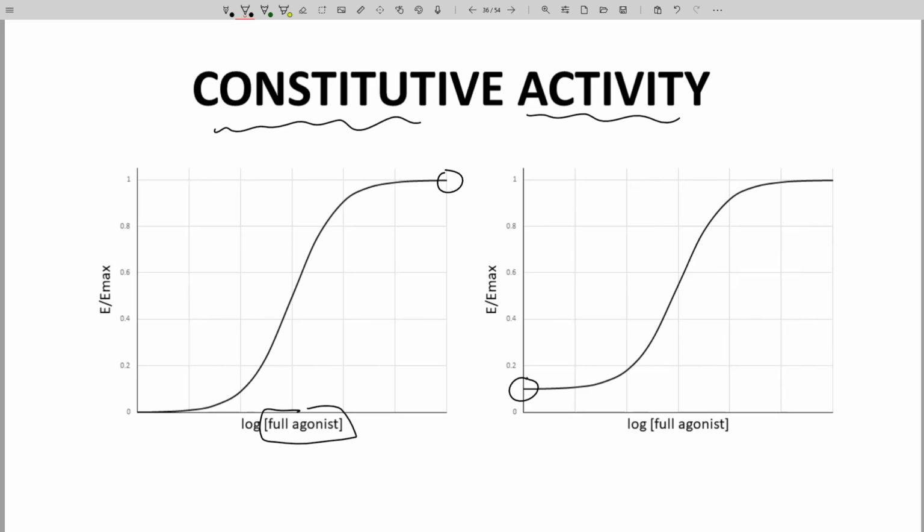The response from a full agonist still rises to 1 or 100% with more agonists. The initial 10%, however, is abnormal. This receptor generates a weak response even without a ligand present. Some receptors do this. It is called constitutive activity. The receptor on the right is constitutively active. Okay, now we're ready to talk about inverse agonists.